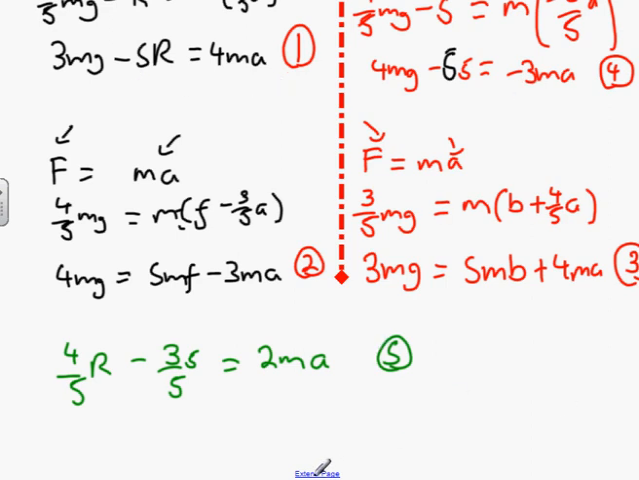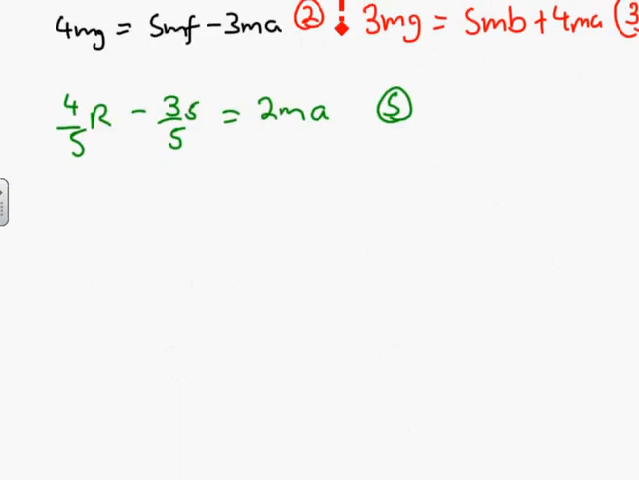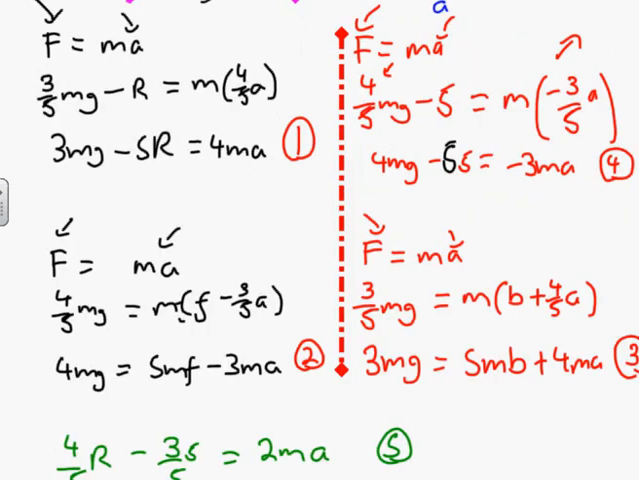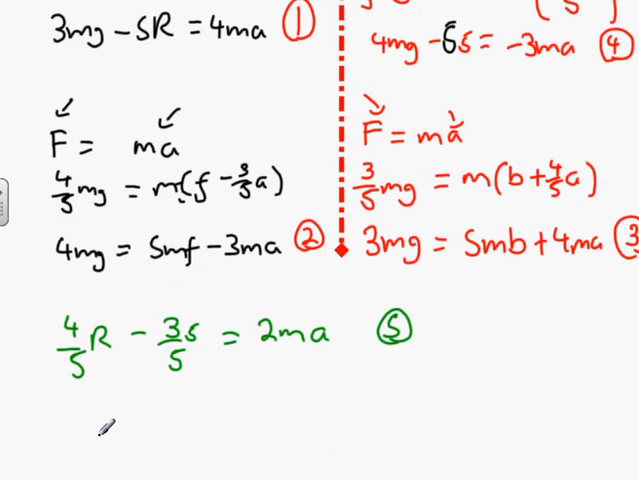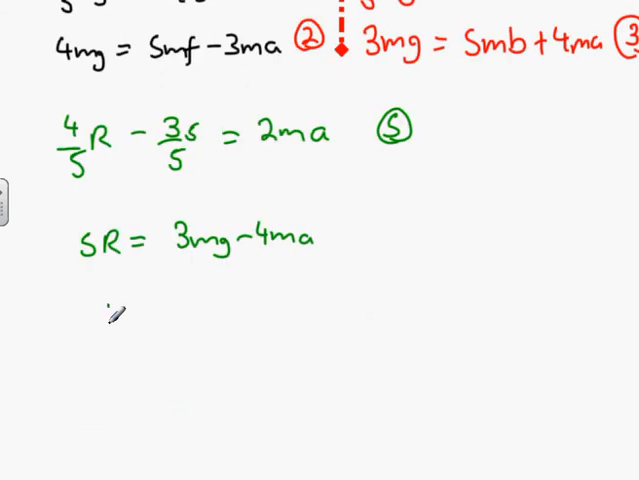So, what we have here is 3mg, 4ma. Sorry, move the 4s over the other side and move the 4ma over to the left. So we're going to get 5R equals 3mg minus 4ma, and then we're going to divide by 5. R equals 3mg minus 4ma all over 5. Is everybody happy with that?